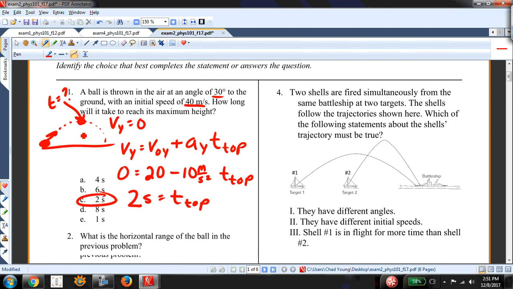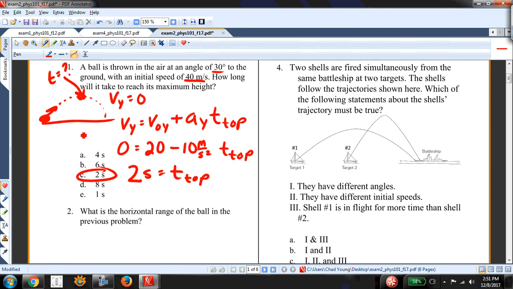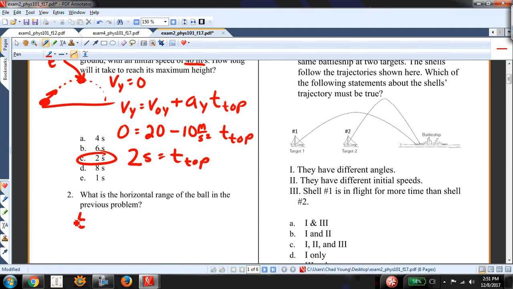What is the horizontal range? Well, I have to do a couple of things. First, I have to recognize that t total is twice this time, because whatever time it takes to get here is symmetrical. It takes the same amount of time to get here. So the t total is 4 seconds. Then I need to figure out what is the velocity in the x direction. And notice that this is also going to be equal to the initial velocity in the x direction, because there is no acceleration in the x direction. There is never any acceleration in the x direction as it goes through this trajectory.